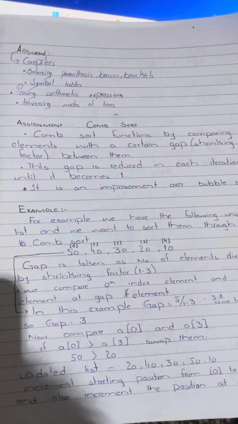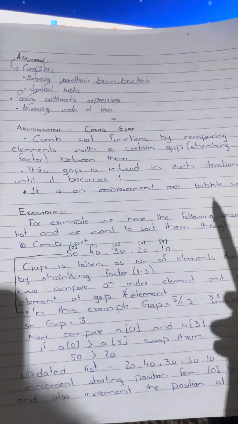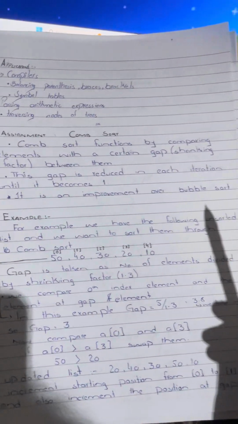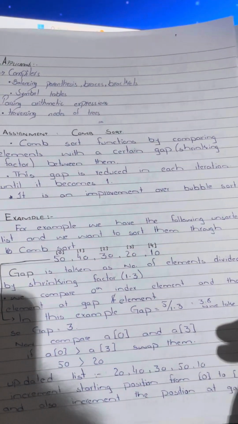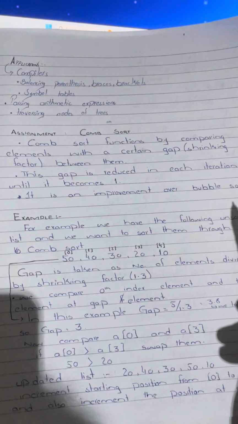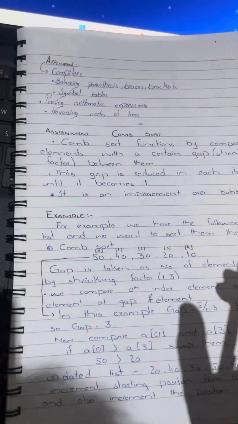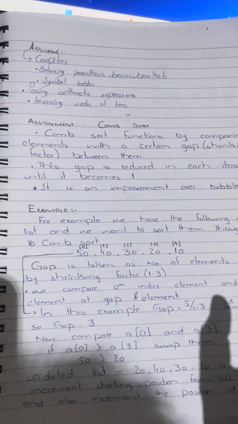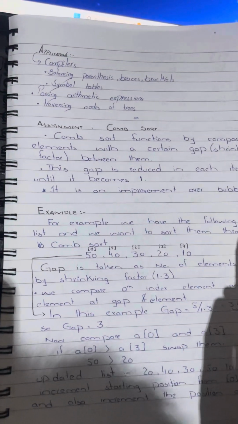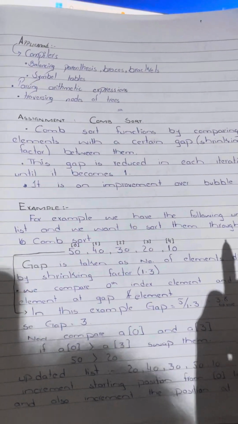So first of all, what is COMSORT? COMSORT functions by comparing elements with a certain gap, which is known as the shrinking factor between them. This gap is reduced in each iteration until it becomes 1. It is an improvement over bubble sort in a way that it does the comparison by a shrinking factor, and it does not compare every element in each iteration.